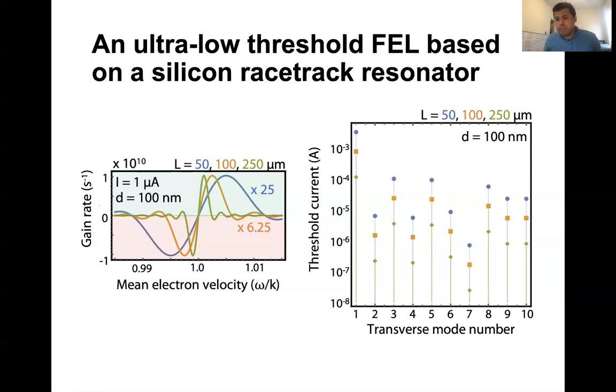If it had a much lower Q, like 100 or 1,000, the threshold current would be something like tens or maybe even 100 microamps, which is closer to this terahertz system. So these high Q structures really, really matter. I want to show another example, which is just based on a high Q photonic crystal resonance.